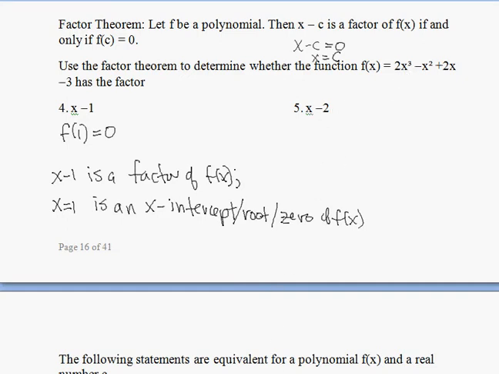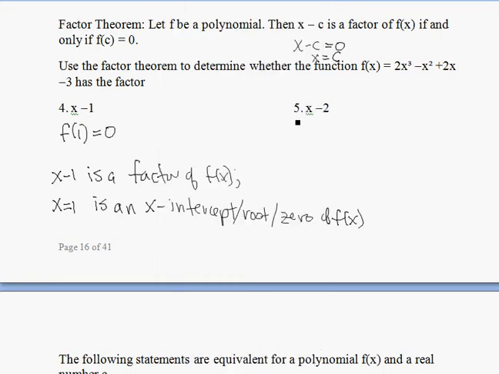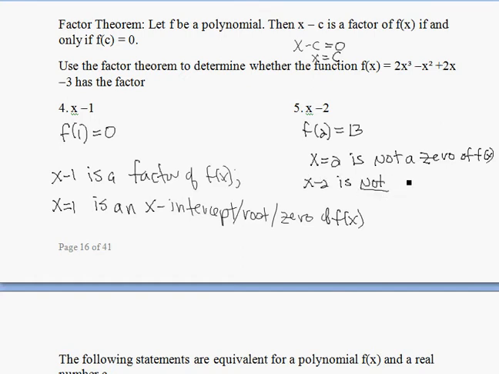The next question, is x minus 2 a factor of this polynomial? So let's just evaluate the function at 2. We get 13, so therefore f of 2 equals 13. That means x equals 2 is not a 0 of f of x, or x minus 2 is not a factor. So really in this case all we used was the remainder theorem. We weren't able to use the factor theorem because we didn't get 0, we got 13.